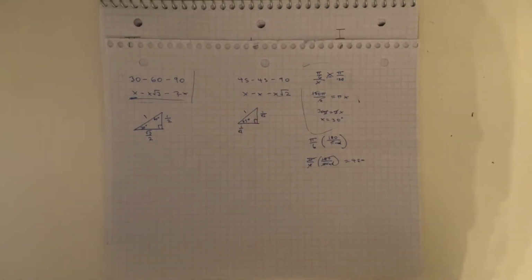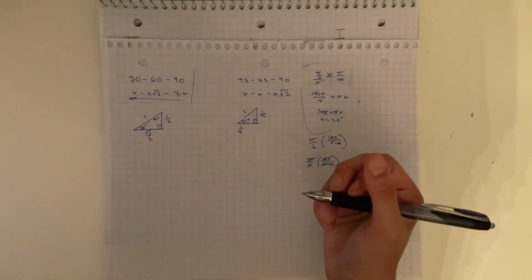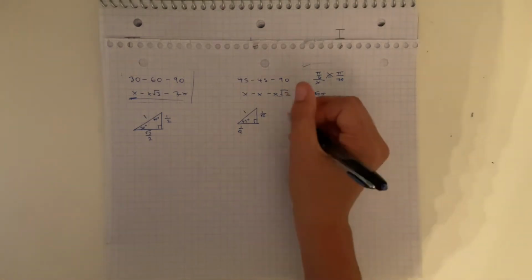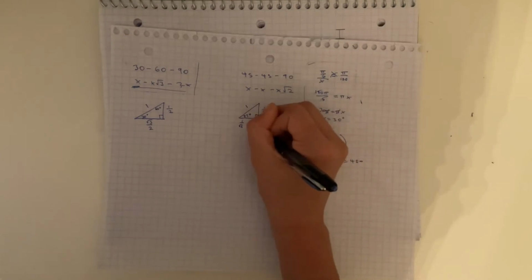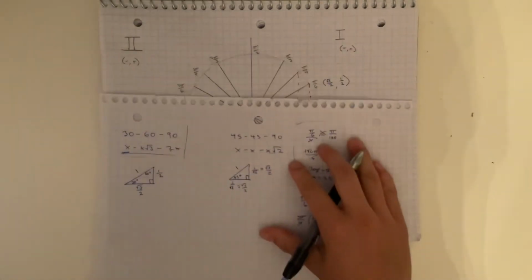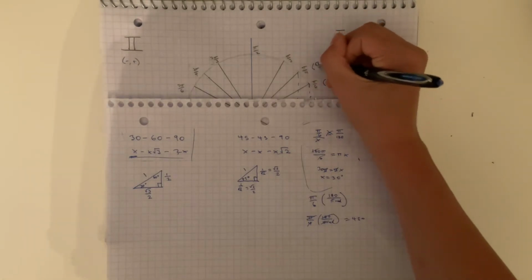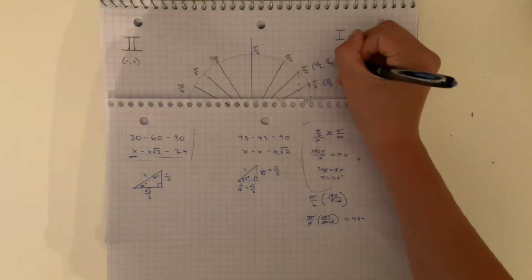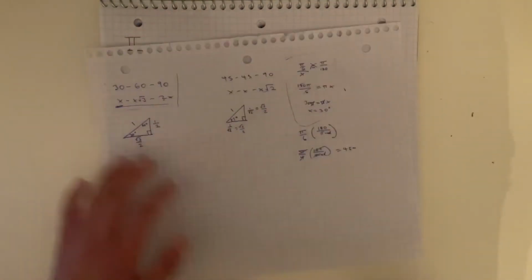Some teachers prefer you to not have a radical in the denominator, so all we have to do is multiply the numerator and denominator by root 2 over root 2. So we just end up with root 2 over 2 and root 2 over 2. So let's fill that into our unit circle. Cosine, root 2 over 2, sine, root 2 over 2. Okay, great. Now let's do pi over 3.